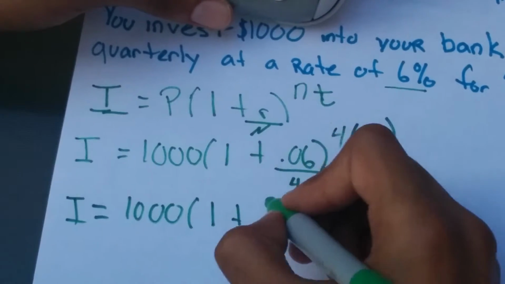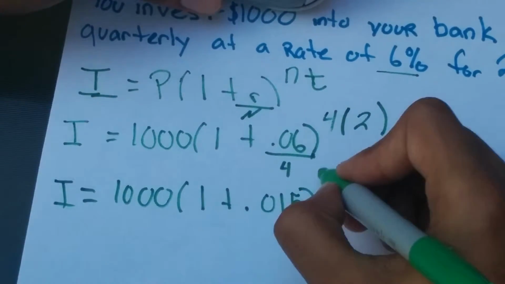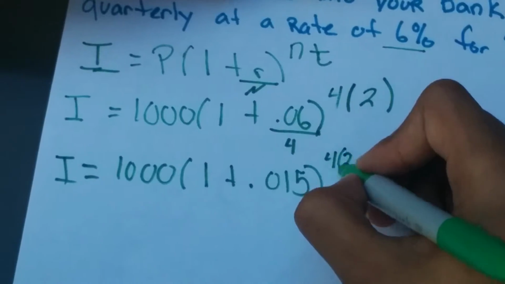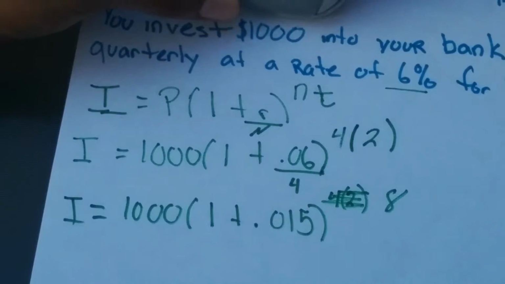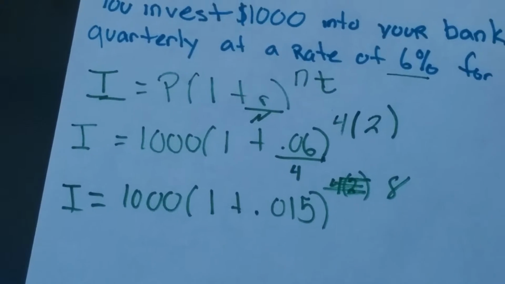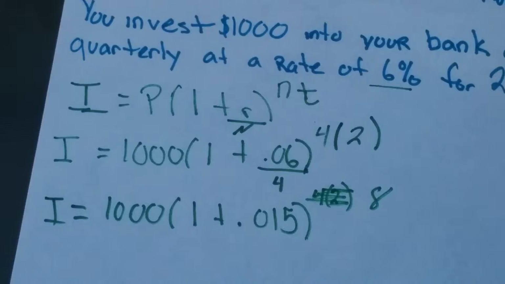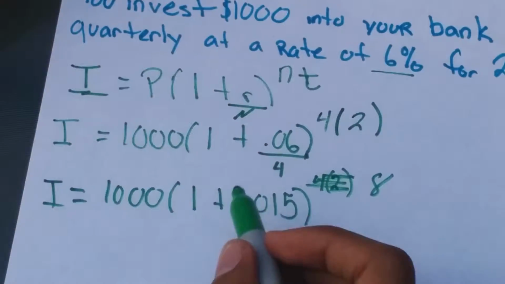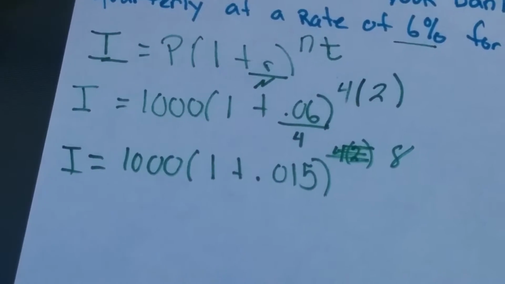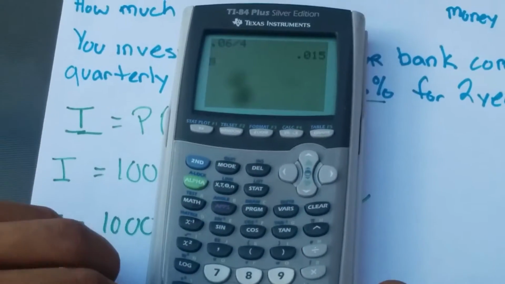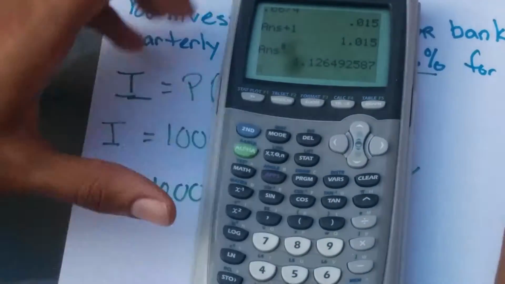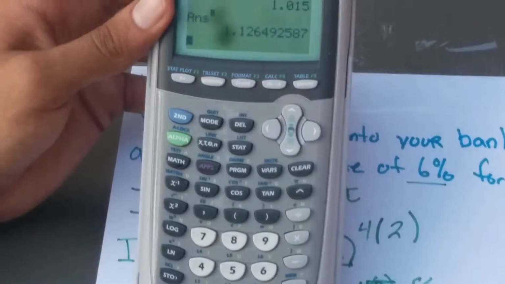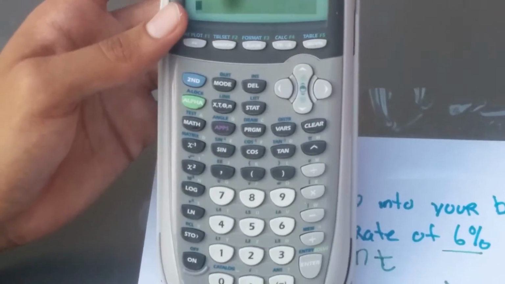1 plus 0.015 to the power of 4 times 2, or to the power of 8. Now the next step that you want to take is to actually take 1 plus 0.015 to the 8th power, so we'll do that on the graphing calculator here. Which gives us a very big decimal, 1.126. Why don't you go ahead and round that?